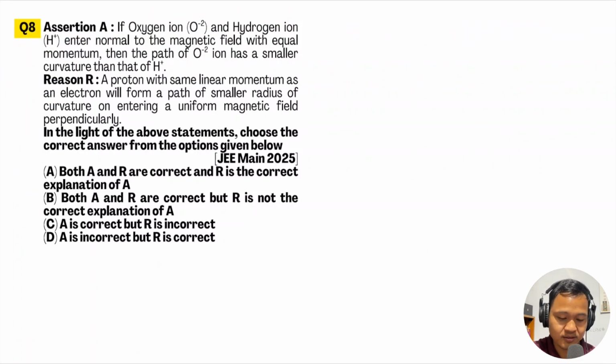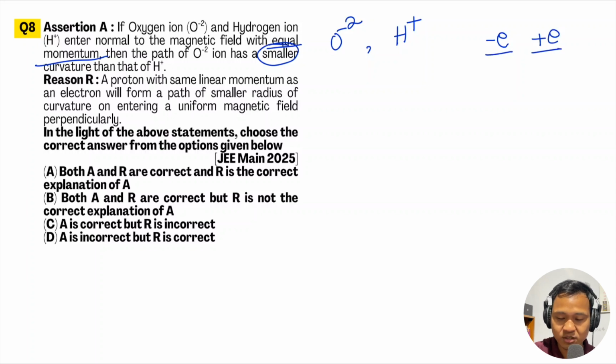Next one. If oxygen O2 minus and hydrogen ion H plus enter normal to a magnetic field with equal momentum, then the path of O2 is smaller. The charge of electron and charge of proton are equal in magnitude. If I say proton is plus q, then oxygen's negative electron is minus q. But magnitude wise both of them are q.